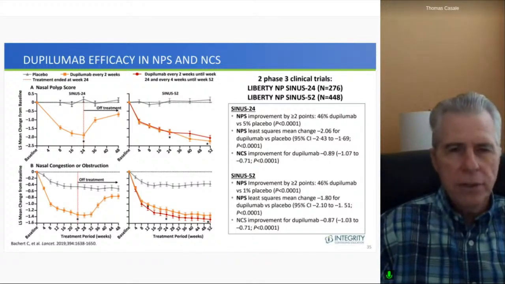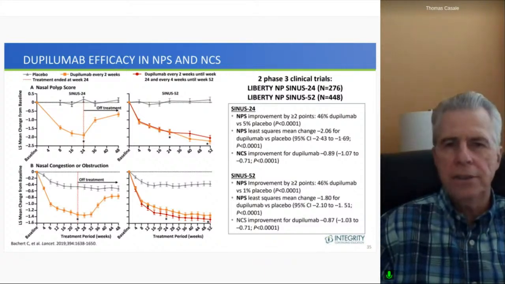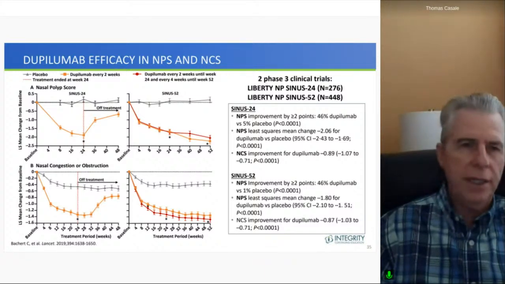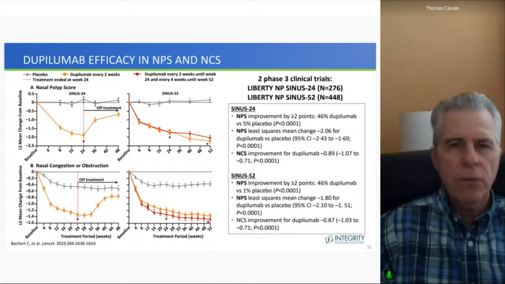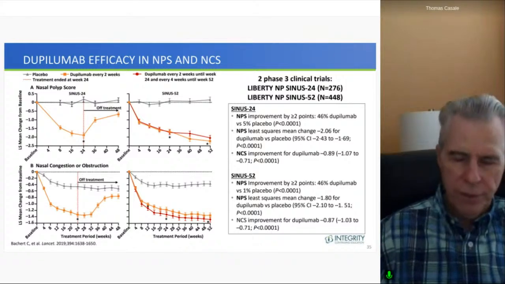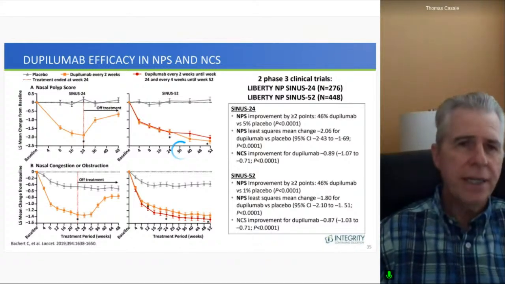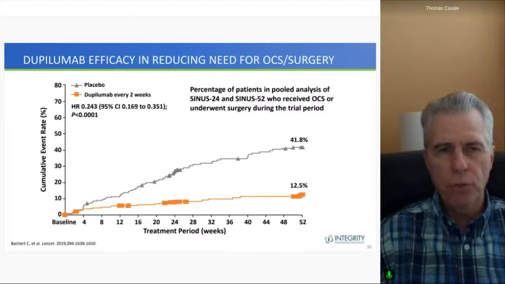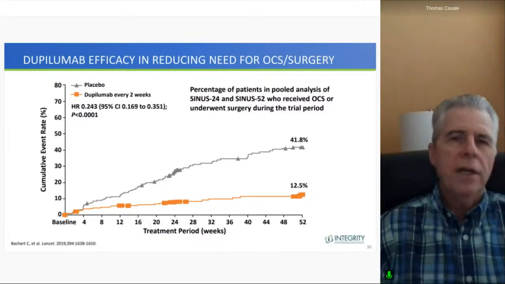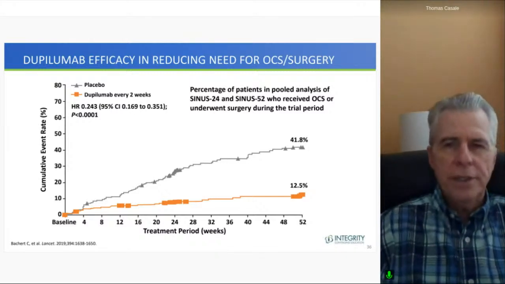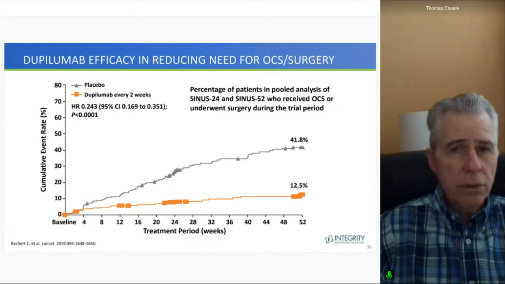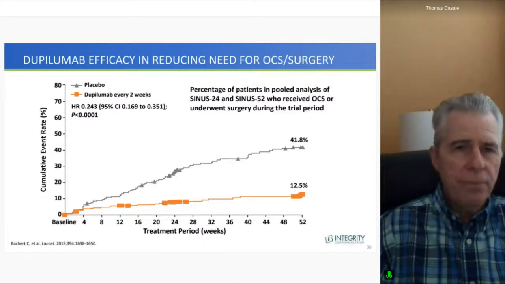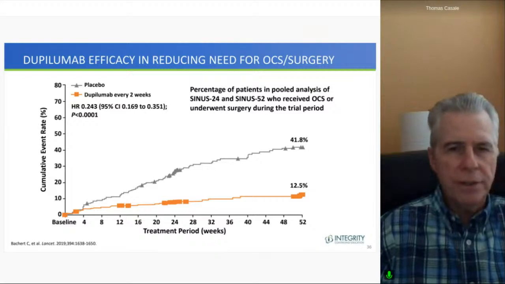We don't have any good way to say, look, this patient is going to have a long-standing remission or not require therapy. Nonetheless, pretty remarkable results, and that translated into something even perhaps more important. Here we have the percentage of patients in the pooled analysis of both studies who received either oral corticosteroids or underwent surgery during the trial period because they were treatment failures.